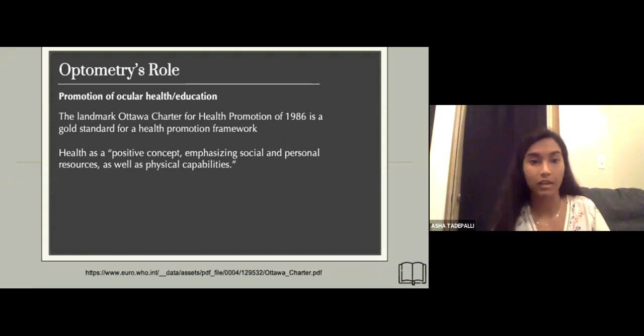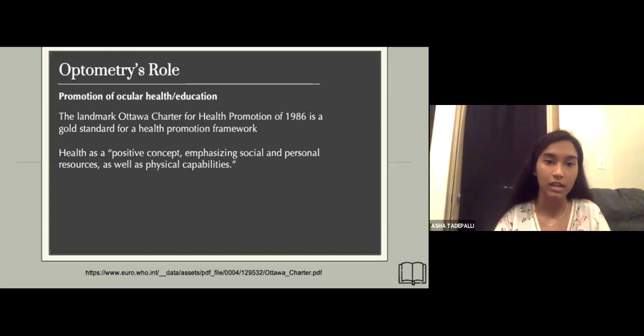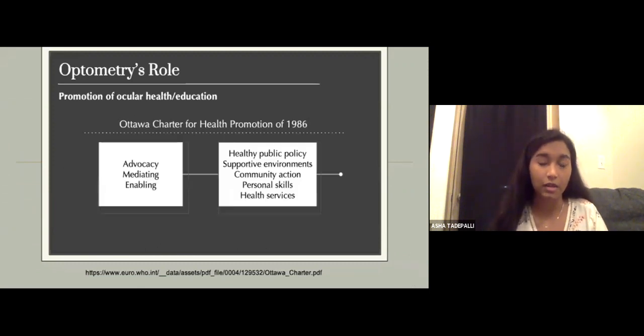This is different than in the past, where most health promotion frameworks were focused on correcting any failures of the system. And so when we look here, they advise 3 strategies for health promotions, including advocacy, mediating, and enabling, and then 5 action areas to apply these strategies, including building healthy public policy, creating supportive environments, strengthening community action, developing personal skills, and reorienting health services.